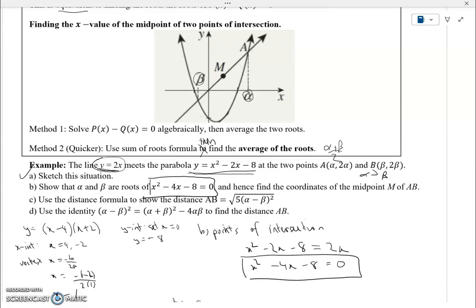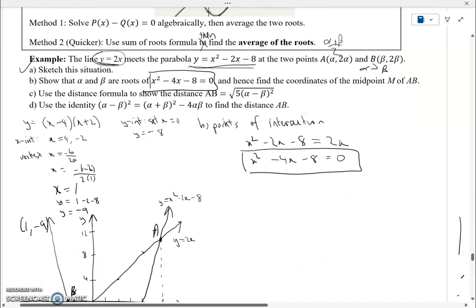That's method one. Method two, which is quicker, is just use the sum of roots formula on this to work out what alpha plus beta is. And then what I'm after is alpha plus beta on 2, so I'm just going to take that and divide by 2. So I actually don't need to find out the exact value of alpha and beta. All I need to do is just think cleverly.